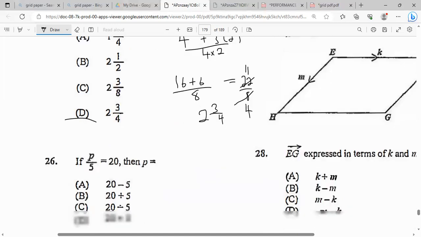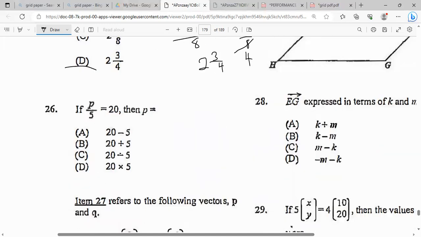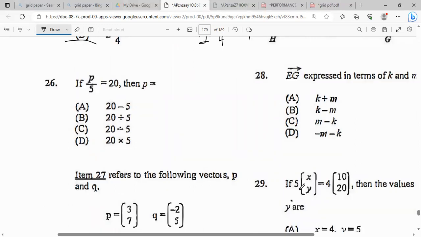26. If p over 5 is equal to 20, then we find the value of p. We just multiply by 5.